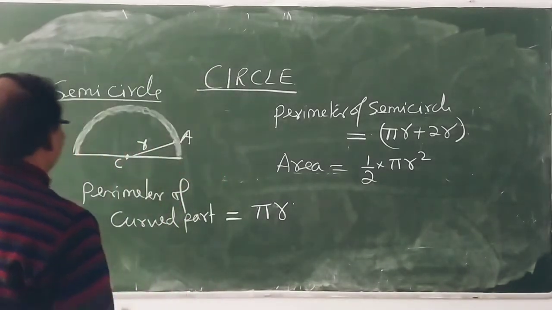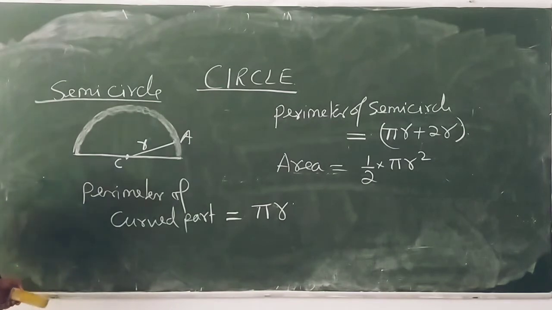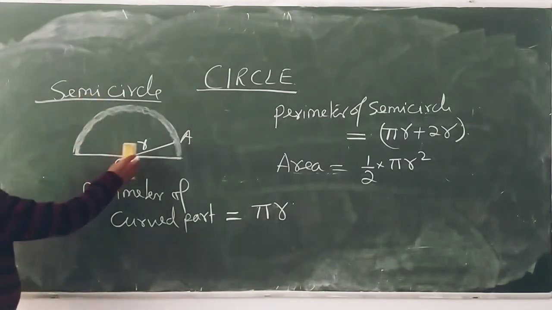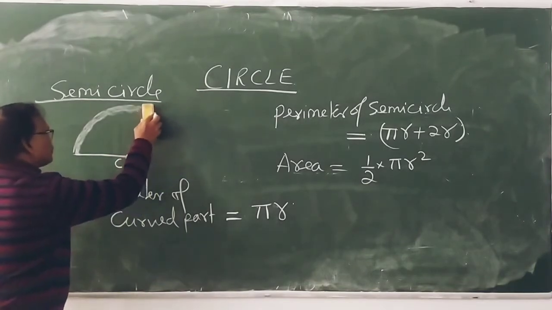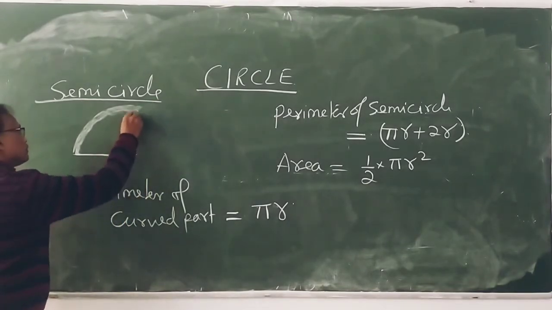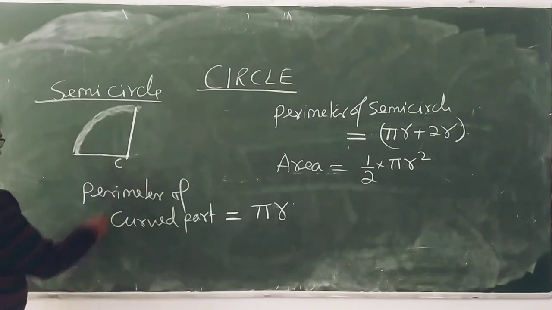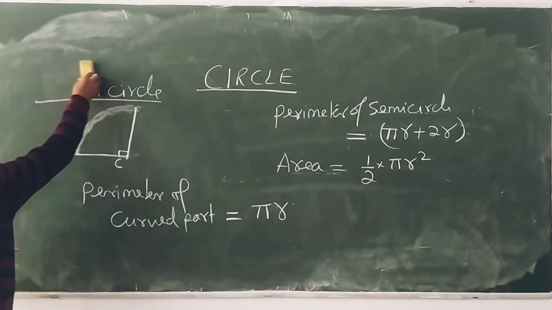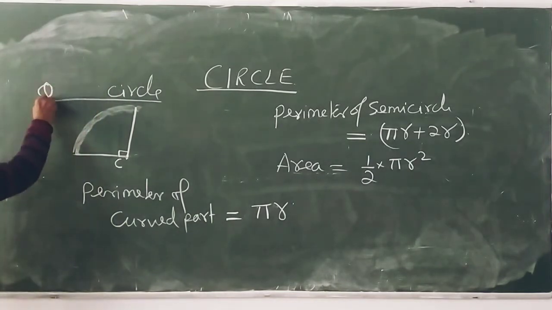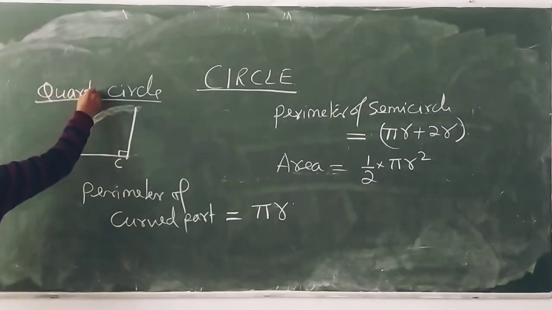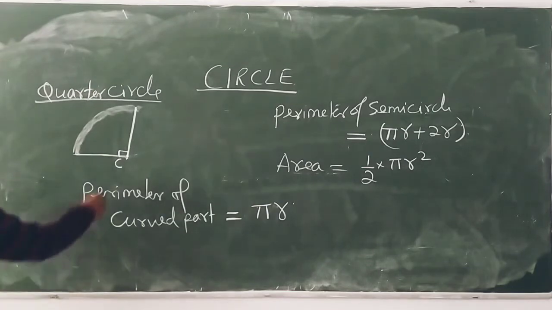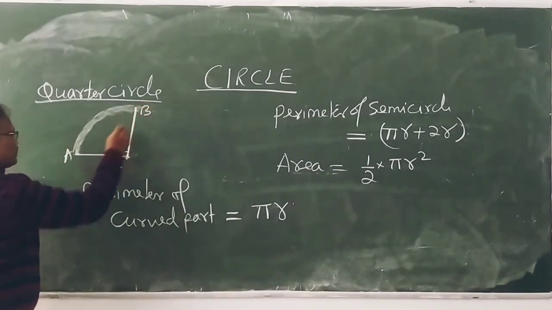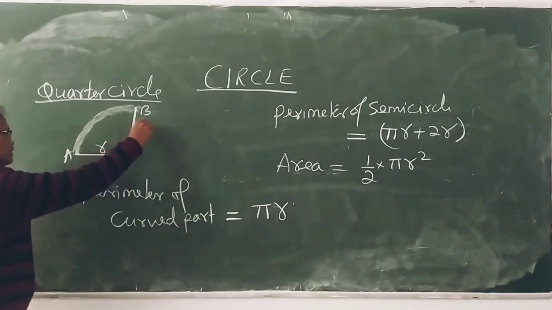Similarly, if you divide this semicircle again in two parts, what will you get? This type. And in this case, this circle is known as a quarter circle. And here this is the center, this is the point A, this is the point B. So this will be the radius and this will be the radius.